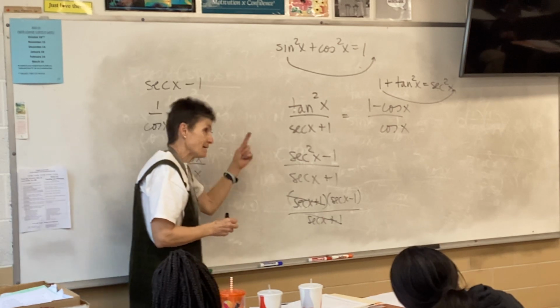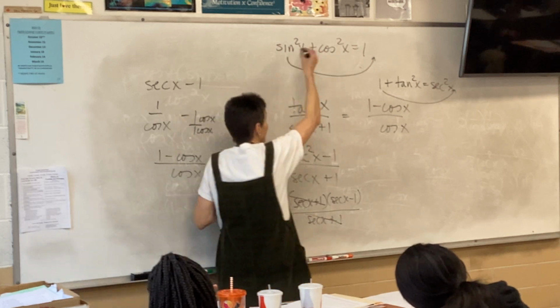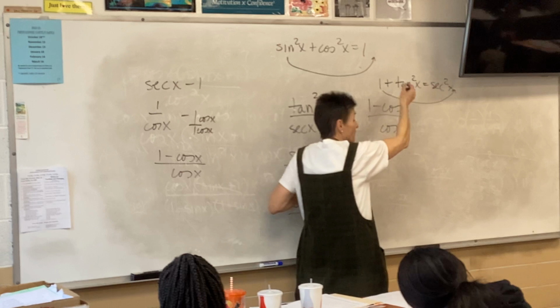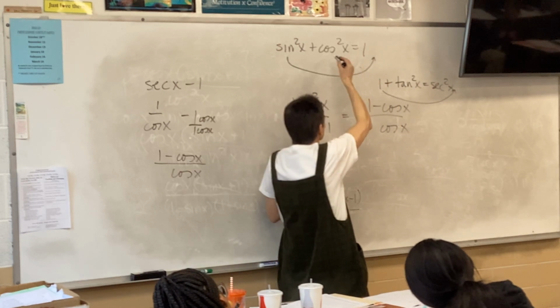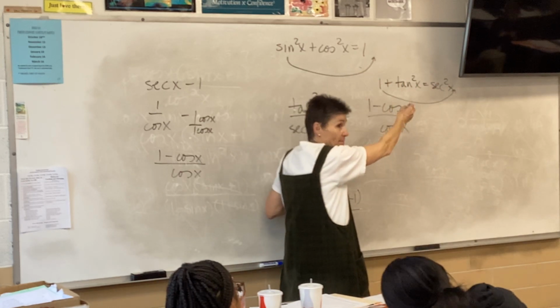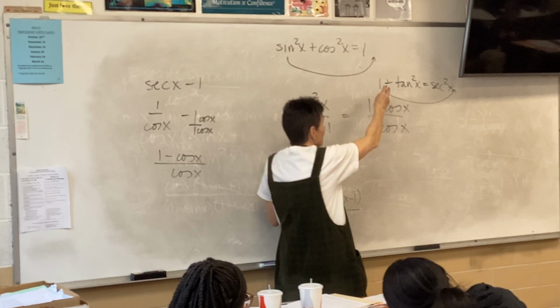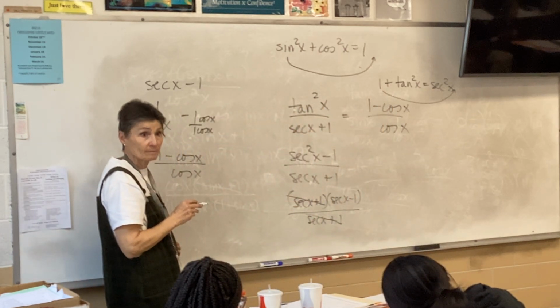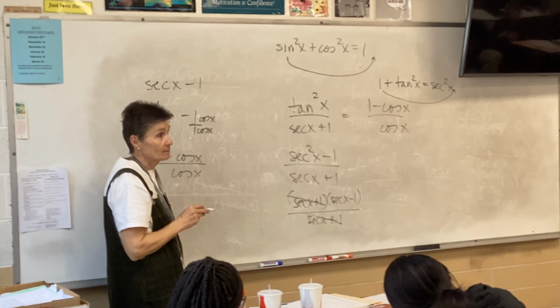Now, for both of the last two problems, we did some rearranging with what are called the Pythagorean identities, right? For both problems, we did something like that. And then, once we've done that, we factored and canceled.